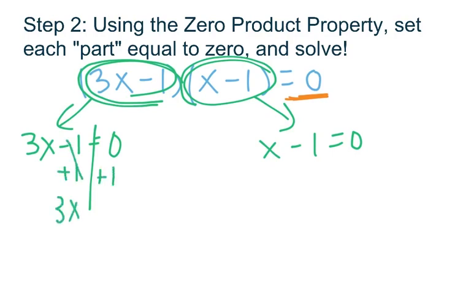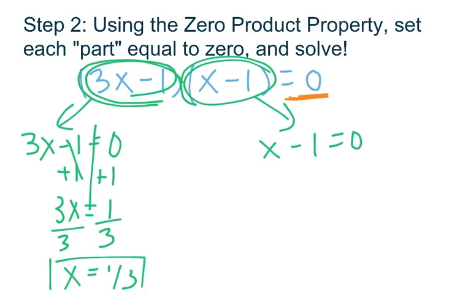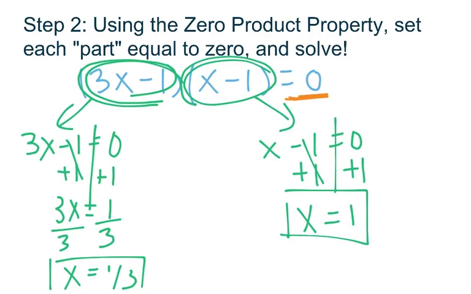On the left here, I'm going to add 1 to both sides. Cancels, and we get 3x equals 1. How do I get the x by itself? Well, I have to divide by 3 on both sides. So I get x equals 1/3. That's one of my answers. And then over here, we're going to add 1 to both sides, and I just get x equals 1. So my two answers are x equals 1/3 and x equals 1.